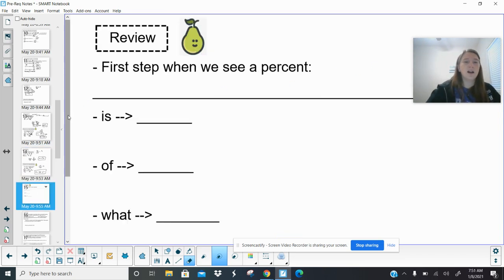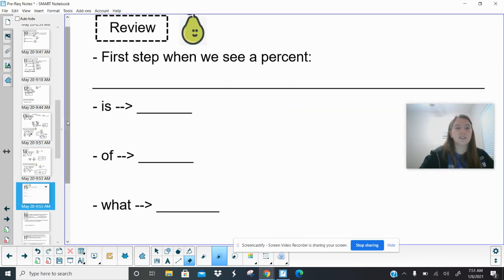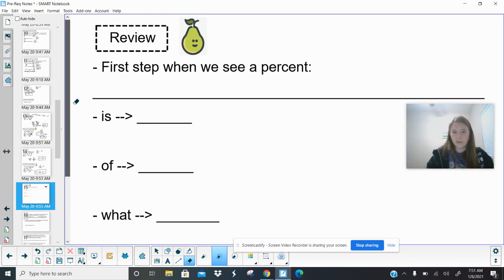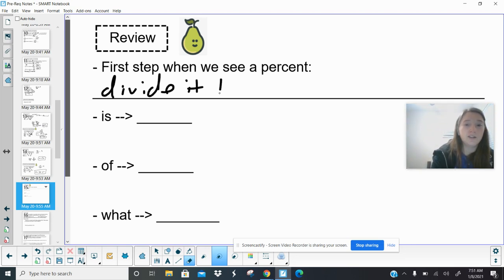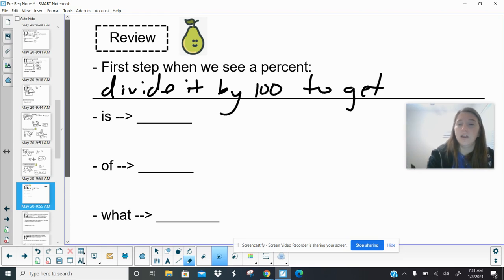So to wrap this up, let's go over one more time: what is the very first step when we see a percent? We see a percent and immediately we go, oh, I promised Miss Holberg that I would do what? We would take it and divide it by 100 to get it to a decimal.